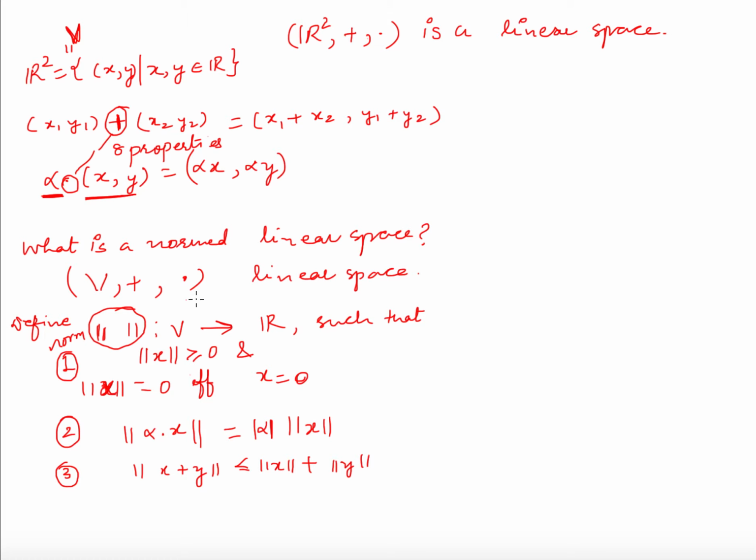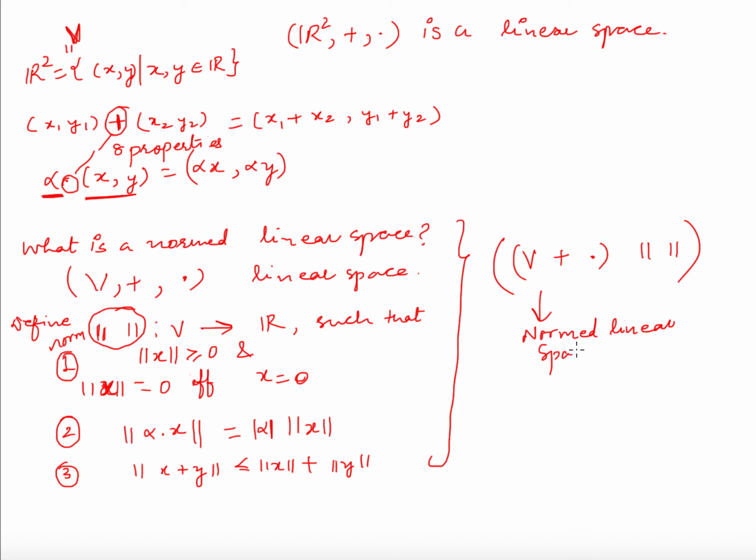So if I have a vector space, a linear space, together with this map from that space to R which satisfies these properties, then I'll call this thing V, this is my linear space, and this is my norm. This is a normed linear space.